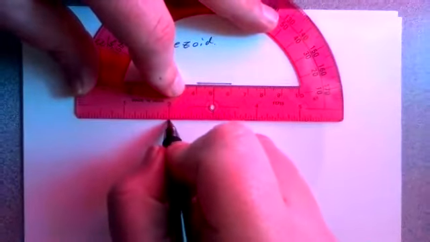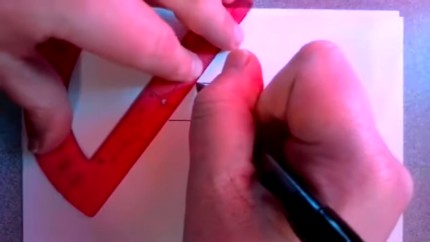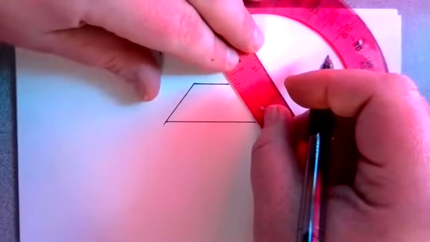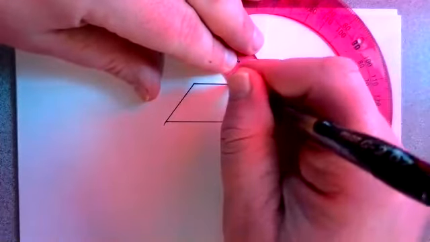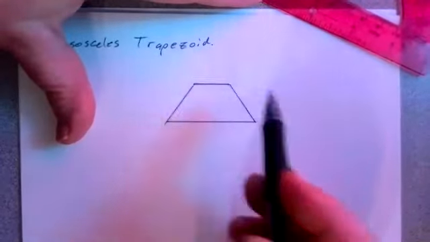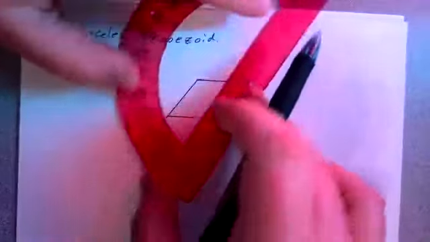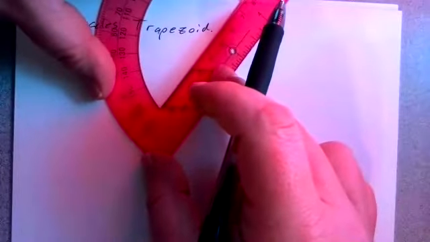And then let's go here to here. Okay, so an isosceles trapezoid means that I have one set of parallel sides. Here are my parallel sides, and these side lengths are equal. And I could show you that by measuring here.